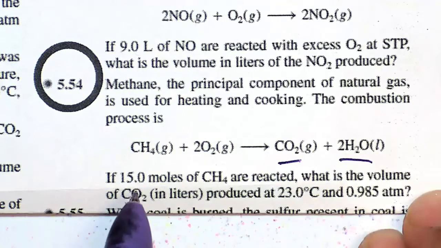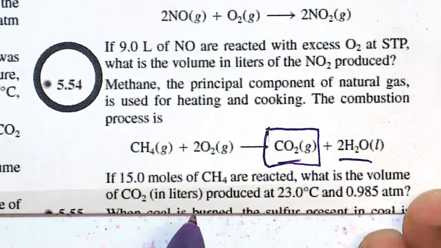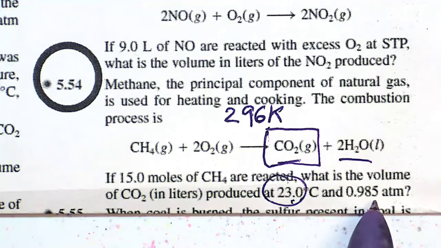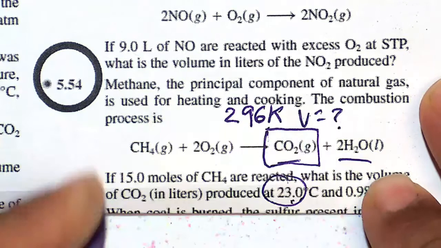So we have 15 moles we're starting off with, and what is the volume of our CO2? Remember, CO2 is our product, produced at this temperature. Let's convert it to Kelvin: 273 plus 23 is 296 Kelvin. The pressure is 0.985 atmospheres. So what are they asking here? Volume. They're asking for the volume that's going to be produced.